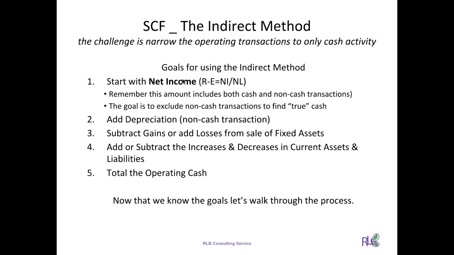So we're going to start with net income. That's what we do when we use the indirect method. Remember, it is on the income statement. And here's a reminder of what's on the income statement. Revenues minus expenses equal net income or loss. This is what's taught in chapter 1.